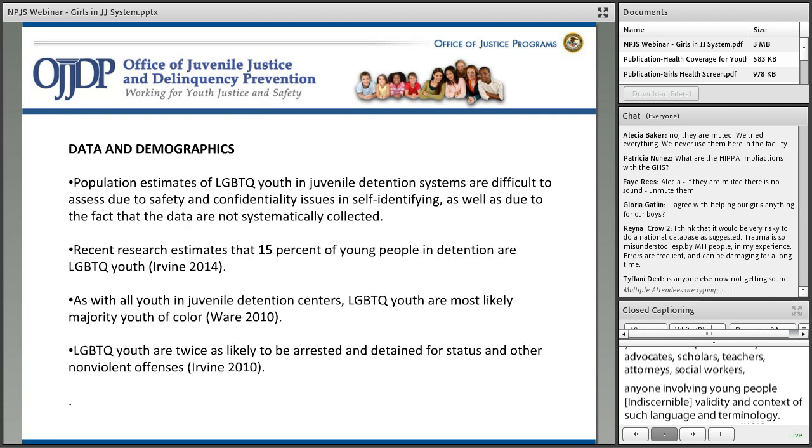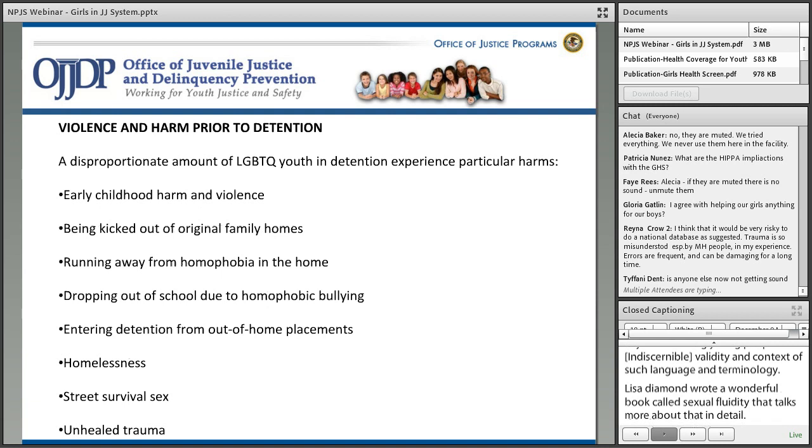In terms of the violence and harm prior to coming into detention, which, as both Paul and Leslie have emphasized, often leads to their coming into detention, a disproportionate number of queer youth experience particular harms related to their sexual and gender identities.